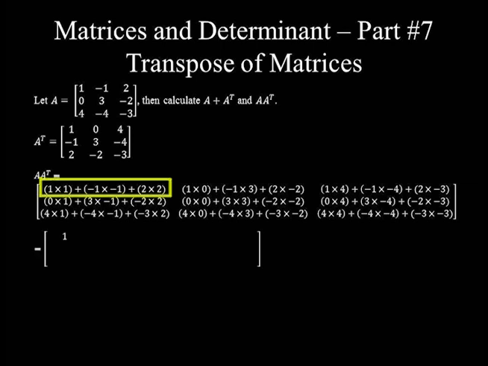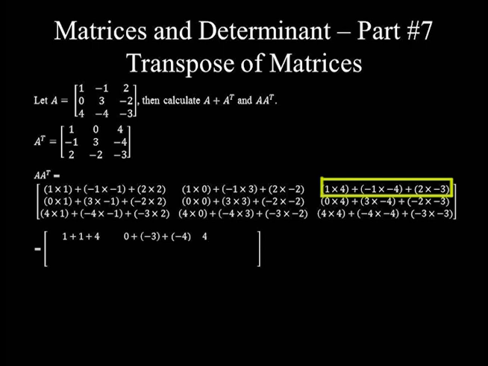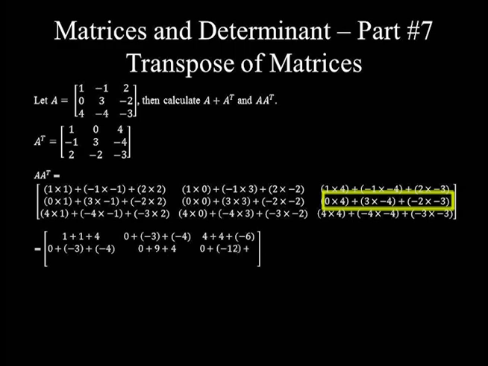1 times 1 equals 1, plus -1 times -1 equals +1, plus 2 times 2 equals 4. 1 times 0 equals 0, plus -1 times 3 equals -3, plus 2 times -2 equals -4. 1 times 4 equals 4, plus -1 times -4 equals +4, plus 2 times -3 equals -6. 0 times 1 equals 0, plus 3 times -1 equals -3, plus -2 times 2 equals -4. 0 times 0 equals 0, plus 3 times 3 equals 9, plus -2 times -2 equals +4. 0 times 4 equals 0, plus 3 times -4 equals -12, plus -2 times -3 equals +6.